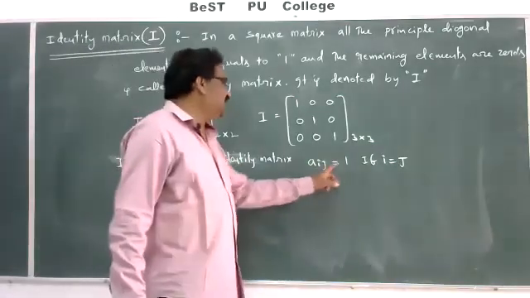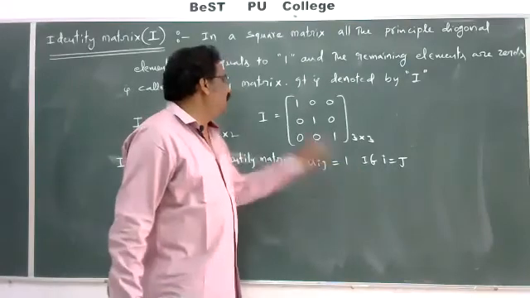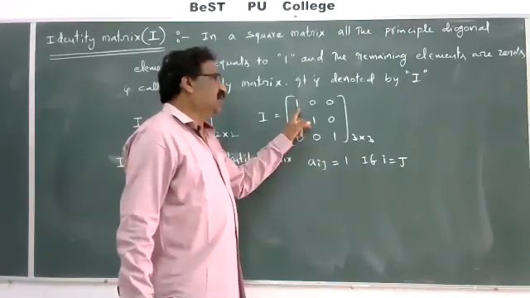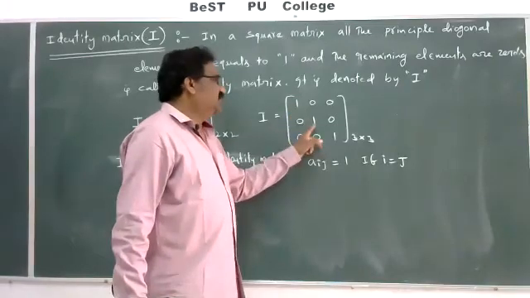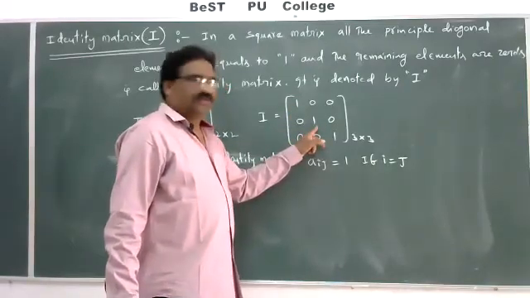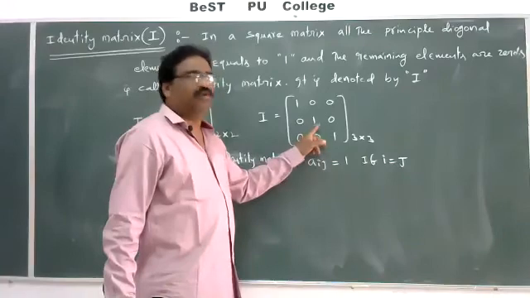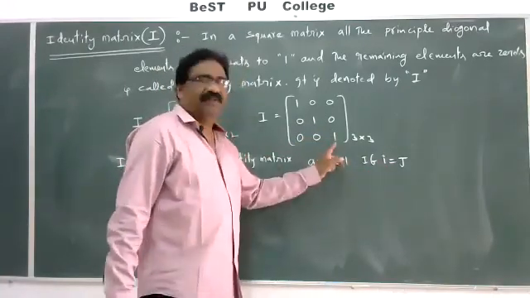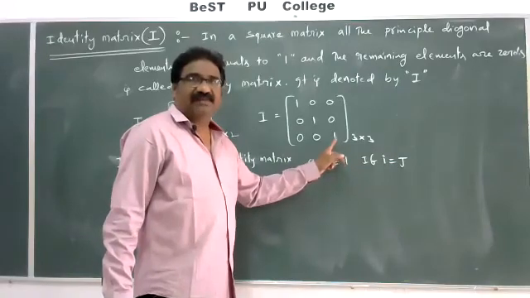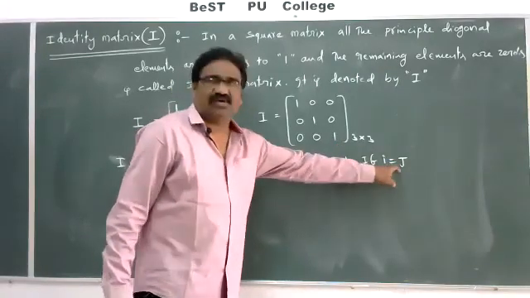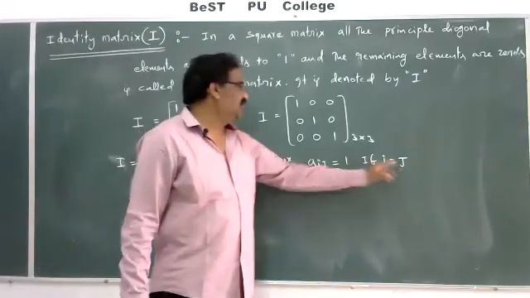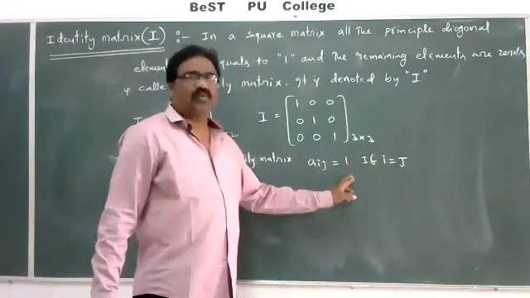Aij is equal to 1 if i is equal to j. For example, this element 1 by 1, that is the first row, first column, i is equal to j. This is 2 by 2, and this element belongs to position 2 by 2, that is i is equal to j. This element belongs to position 3 by 3, that is i is equal to j. At the positions where i is equal to j, the elements are equal to 1.